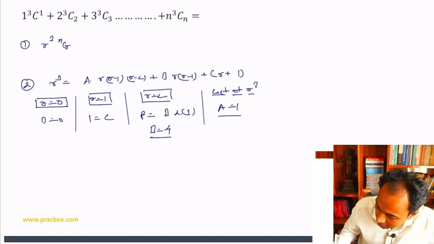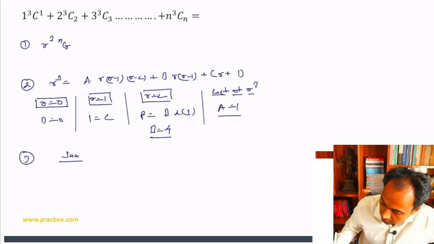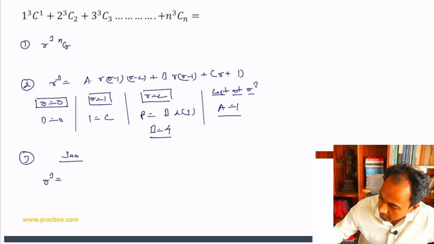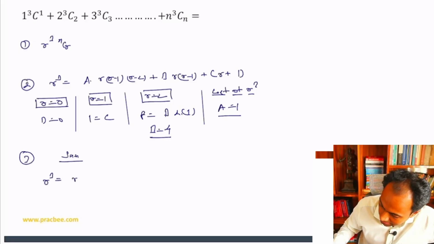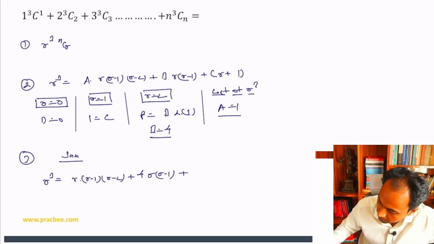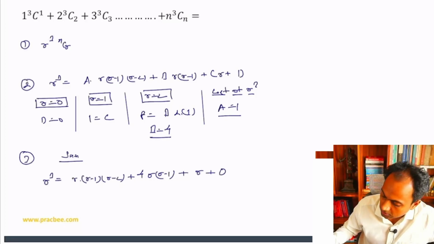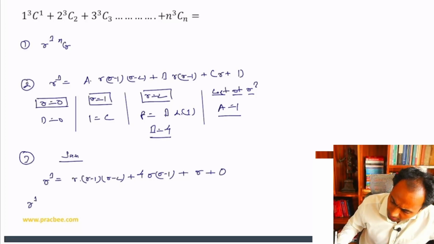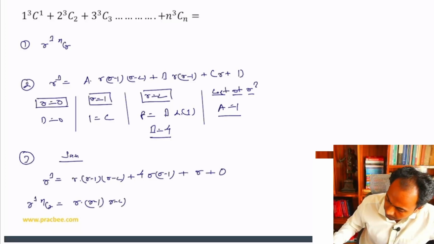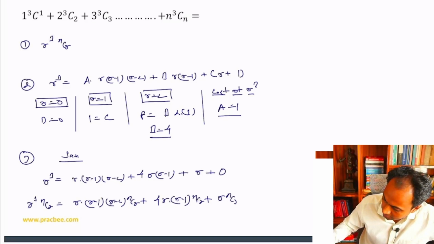Now once you have done so, in the third part, I can write it in the form of sum. So r cube can be written as r into r minus 1 into r minus 2 plus 4 times r into r minus 1 plus r and then ultimately 0. So now r cube nCr can be written as r into r minus 1 into r minus 2 nCr plus 4 times r into r minus 1 nCr plus r times nCr.